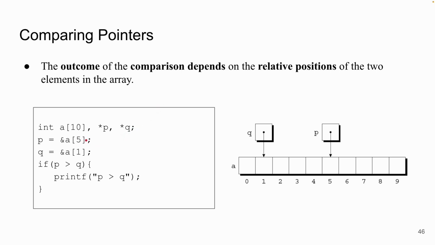So here I again use P pointing to A5, Q pointing to A1. And in this case, I can check if P is larger than Q. And this comparison depends on the relative position of the two elements in the array. And here I know 5 is larger than 1. So in this case, it is true. So it will print out the information here. What we compare here is the index number of the elements these two pointers point to.